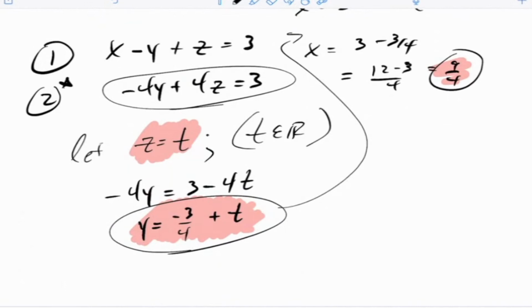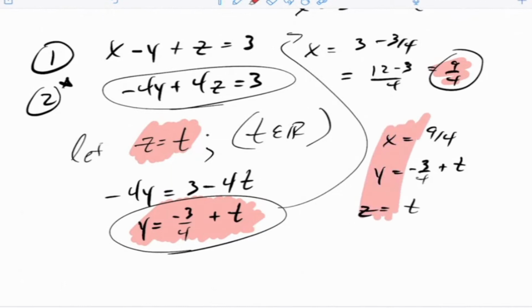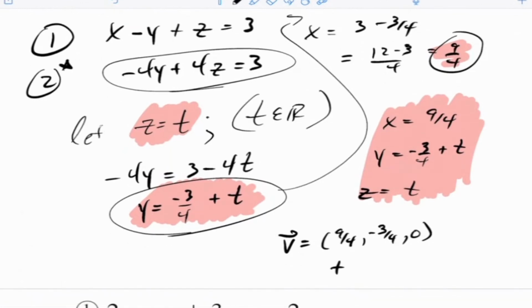Okay. So therefore, my solution I'm getting is x equals 9/4, y equals minus 3/4 plus t, and z equals t. This is the solution of my line in parametric form, right? If I want to put this in vector form, the solution in vector form is going to be my point, which is 9/4, minus 3/4, 0, plus, this is your direction vector t. So this will be 0, 1, 1.